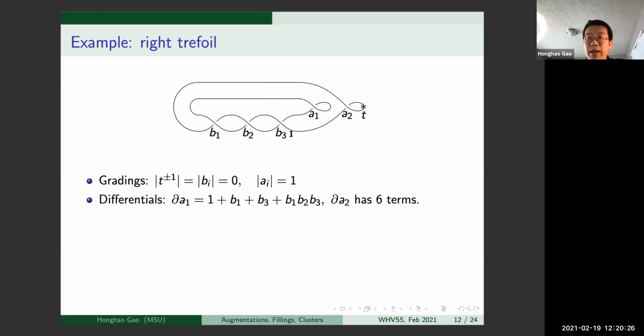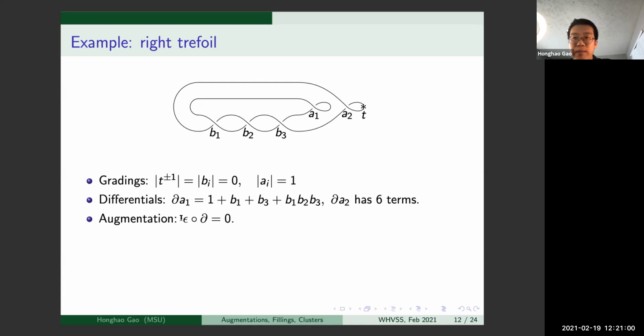And the differential of A2 has 6 terms. Okay, slightly more complicated, because when you go around this braid, when you have a right cusp, this small loop in the middle, the immersed disk can really go around this boundary along this knot. I'm not going to write down the whole thing, but it's more involved as you have more layers. At the end, we can compute the augmentation.